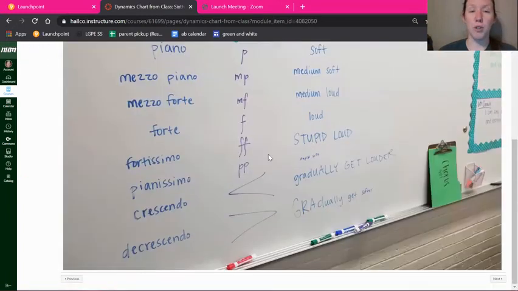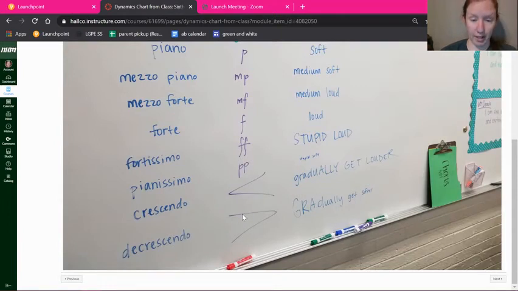Now, the last two symbols have to do with changing your dynamics, meaning how loudly or softly you sing, over time. So if you're holding out a note, such as in The Clouds, one of the sixth grade songs, there's a couple of verses that are like, happiness and peace. If you want to increase your volume as you're holding a note or as you're singing a phrase, you would use this symbol, this thing that sort of looks like the less than sign in math. That's called a crescendo, and it means to gradually get louder.